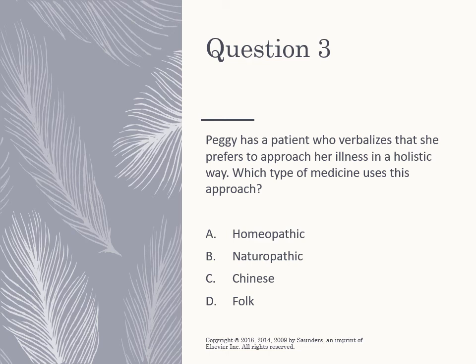Question 3. Peggy has a patient who verbalizes that she prefers to approach her illness in a holistic way. Which type of medicine uses this approach? Is it A, homeopathic, B, naturopathic, C, Chinese, D, folk? Take a moment to post a response. The correct response is D. Folk medicine is a holistic approach to illness.